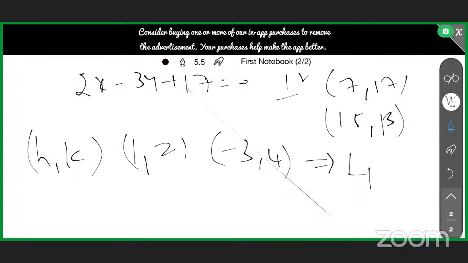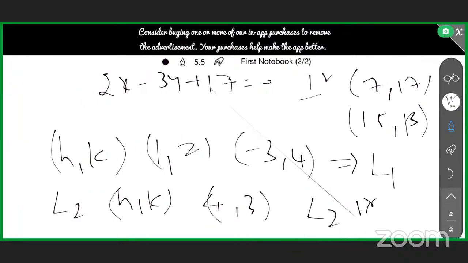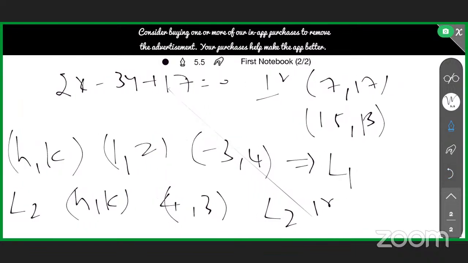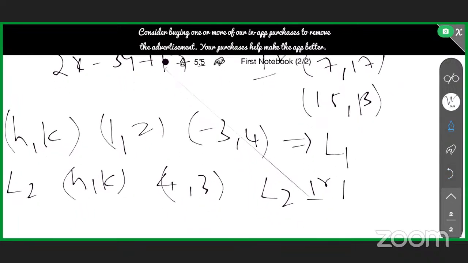Another line L2. L2 is another line. It is passing through the points h, k and 4, 3. This line L2 is perpendicular to L1. Find the ratio of h by k. Sorry, find the ratio of k by h.